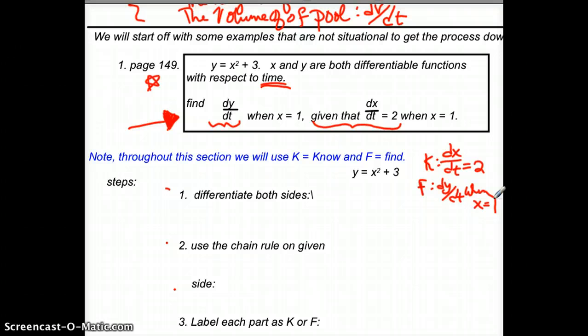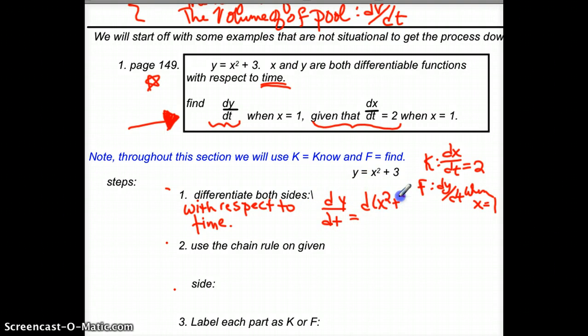So first thing I'm going to do is differentiate both sides. And again, this will be with respect to time. So the very first thing I'm going to do is take dy dt equal to d of x squared plus 3 dt. Basically, I'm taking the derivative of both sides, but I'm doing it with respect to time.